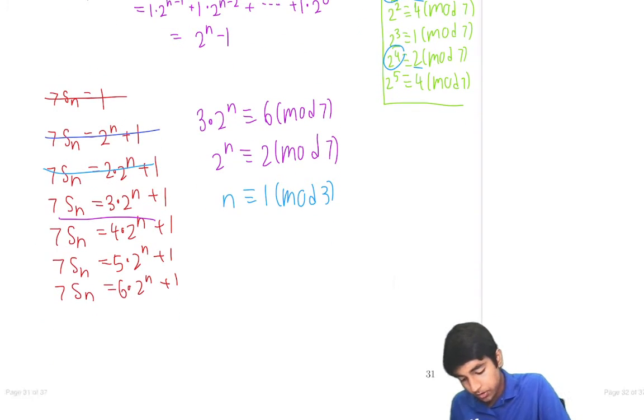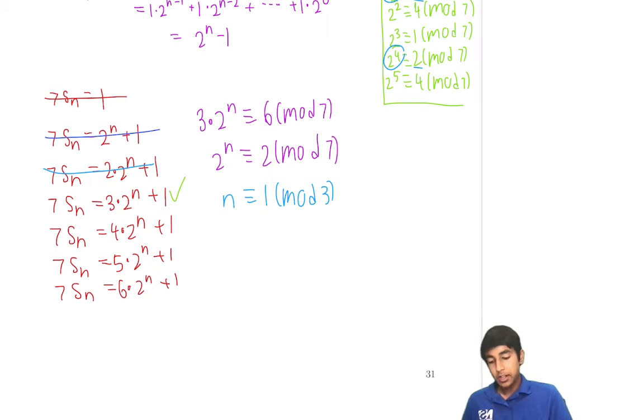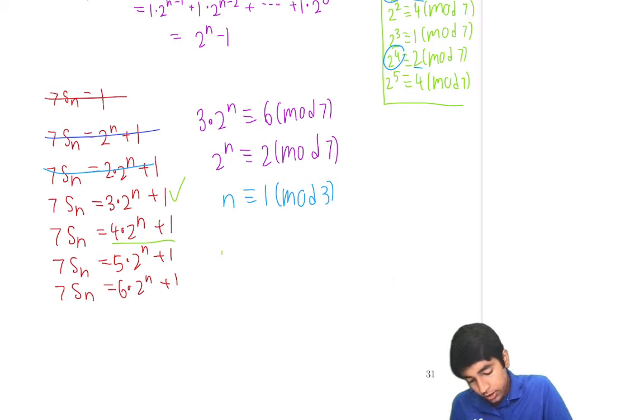Okay, that's cool. So we know this one does work. It's not a cross out like the other ones. We'll put a big check here. Let's take a look at the next case. We do the same standard drill. 4 times 2 to the n is 6 mod 7.